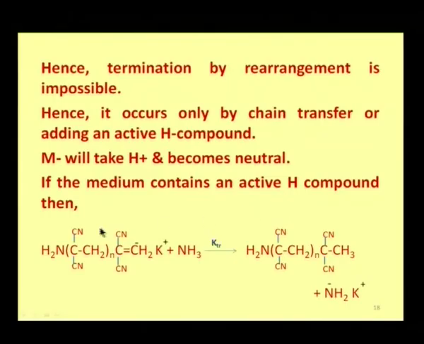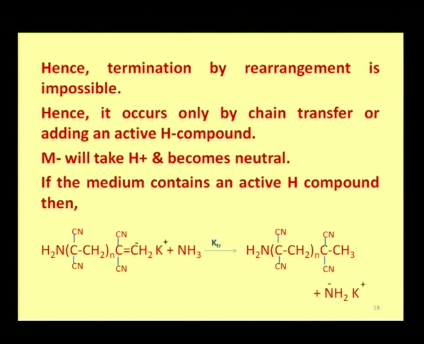Now, this M minus, your growing monomer chain, will take the H plus and become a neutral molecule when an active hydrogen compound is present in the reactor vessel. If the medium contains an active hydrogen compound, then in the termination reaction the growing polymer chain with a C minus carbanion and K plus is available, and this ammonia molecule is your active hydrogen compound.